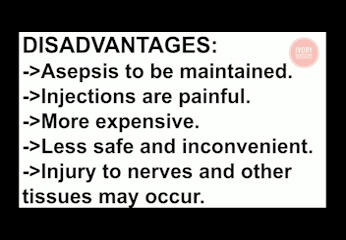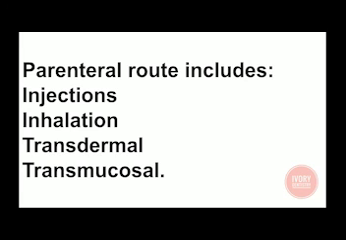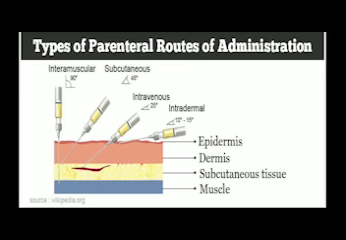The disadvantages are asepsis is to be maintained. Asepsis means the exclusion of microorganisms or bacteria from the skin, and the injections are very painful. This is more expensive, less safe and inconvenient to patients. The injury to nerves and other tissues may occur. So the parenteral route includes injections, inhalations, transdermal, transmucosal. So the types are shown here.